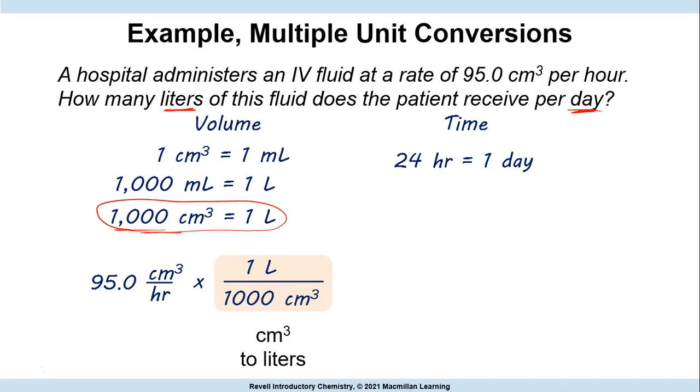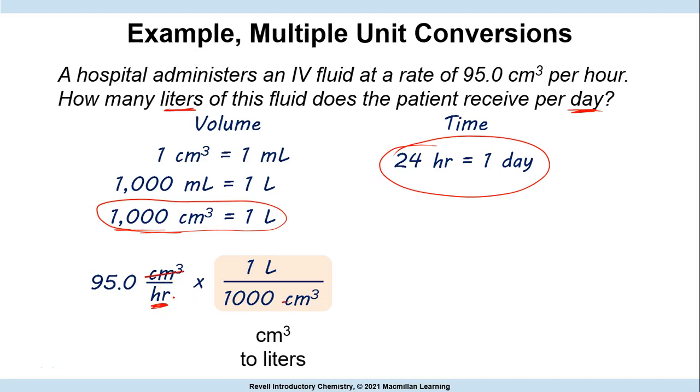Now, we have the hours here at the bottom, and our answer is supposed to be in per day. So this is the conversion factor that we are using for the time. So are the hours going to be at the top or at the bottom? You can pause the video and check it out. So the hours are going to be at the top so that they can cancel out with the hours here at the bottom.